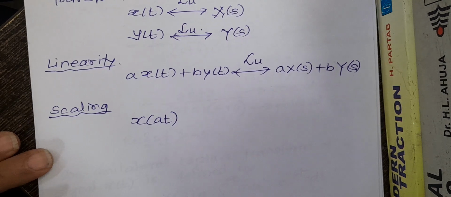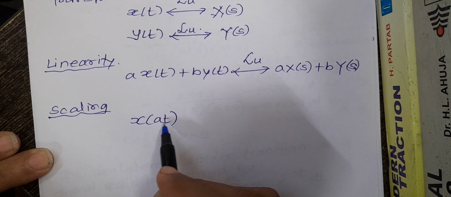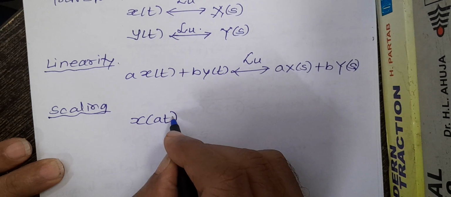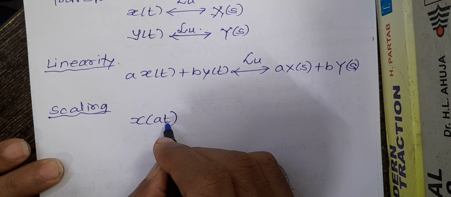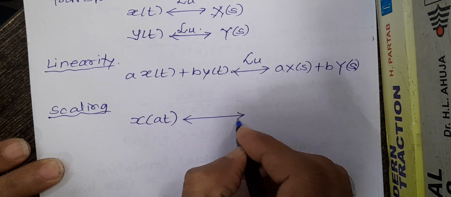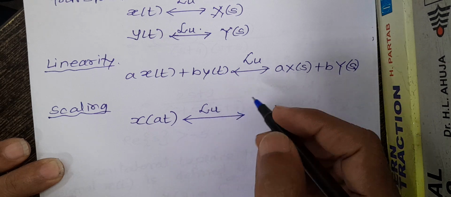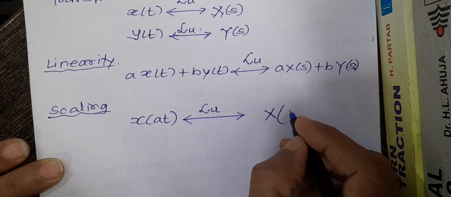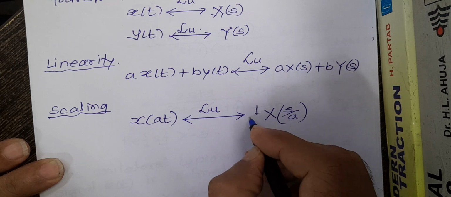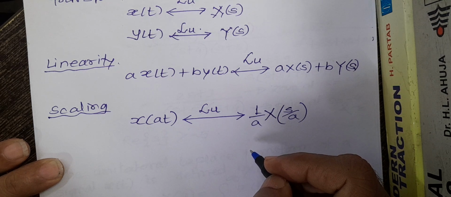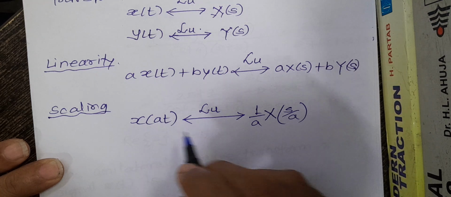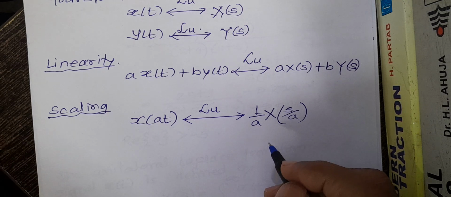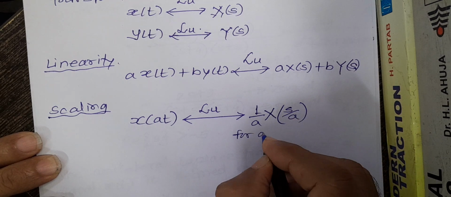Second is the scaling. So the function in time domain is x of t, it is scaled by a. So this is a scaling factor. If this scaling factor is there in the time domain, then its corresponding unilateral Laplace transform is 1 over a, x of s by a. So this is the scaling in time introduces the inverse scaling in s, and this is for a is greater than 0.